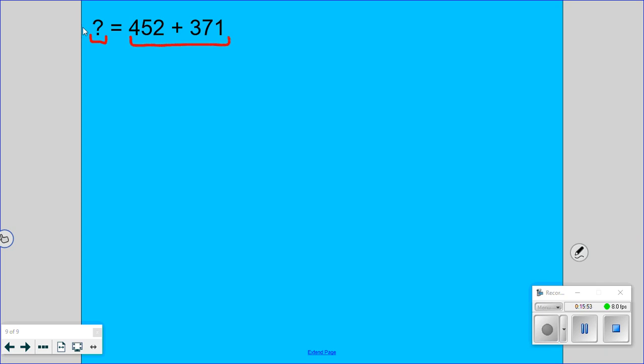Let's put it in expanded form. Colby, you think you can put the first number in expanded form? 452. Can you tell me what to write? 400. Beautiful. 400 plus 50 plus 2. Penelope, do you think you can do my second number? Go for it. 300 plus 70 plus. Awesome. Then my equal bar.